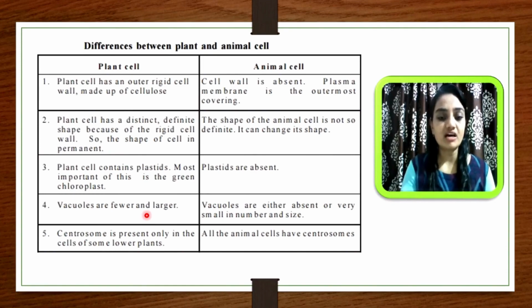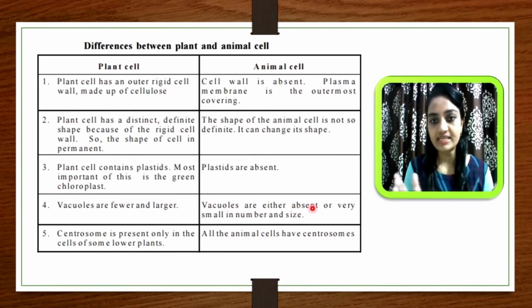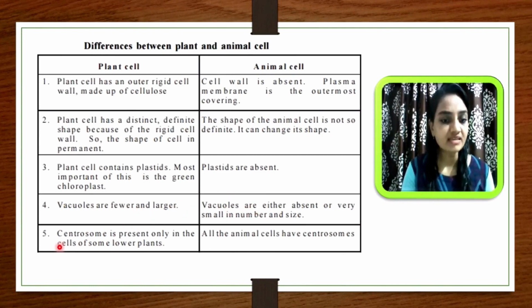But here in animal cells, what happens? Vacuoles are mostly absent, but if present, they are very small in size and large in number. Okay, large number and small size, but in plants fewer number and larger size. These are two differences. Then the fifth difference is that the centrosome is present only in the cells of some lower plants.